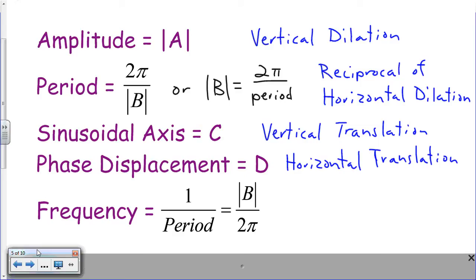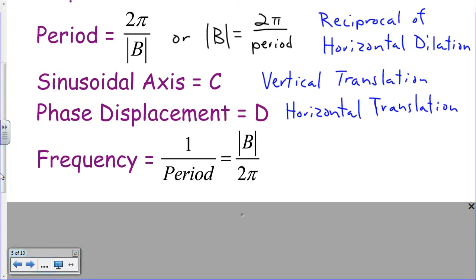So the frequency is 1 over the period. Or literally, that would be the absolute value of b divided by 2 pi, if you just wanted to take the period that we wrote up above and reciprocate it. That's what you'd end up with. If you're asked about frequency, usually what we do is find the period and then just reciprocate that, and you've got yourself the frequency. Or vice versa, if they give you frequency, reciprocate that, and that tells you the period.